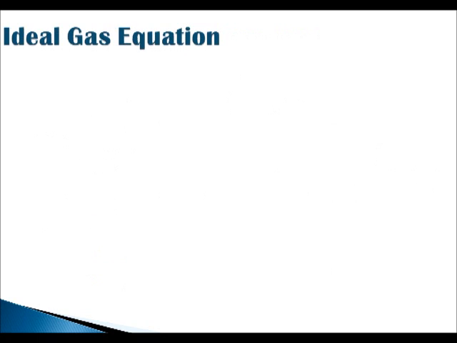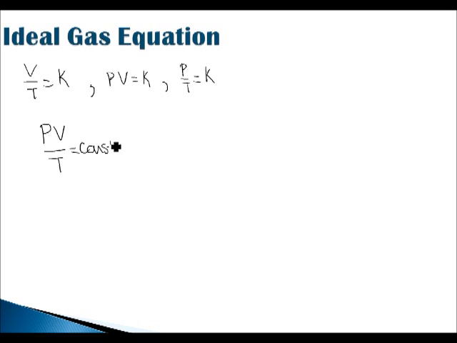So now we have our three laws. We have V over T equals K, so I'm going to make K my constant term. We have PV equals K, and we have P over T equals K. So we have these three terms. If we combine these three, what we get is PV over T is a constant.